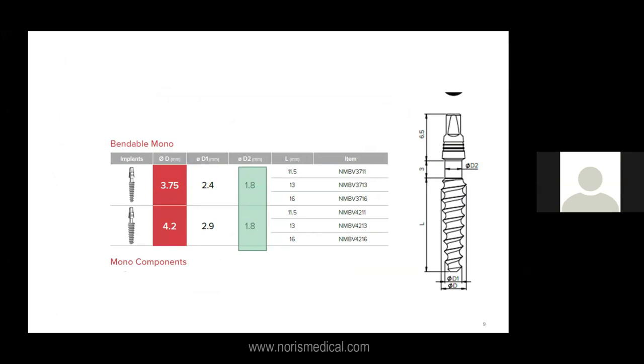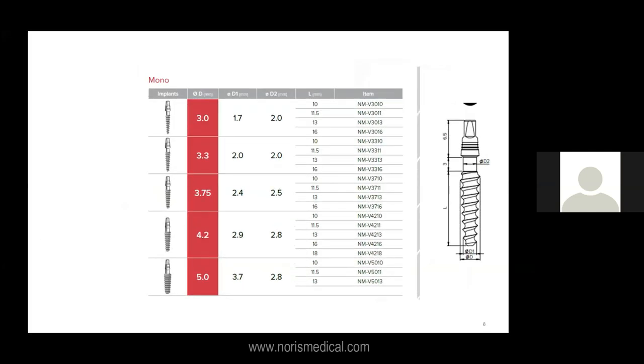As to implant 3.75 and 4.2, we have two types. We have bendable and we have non-bendable. So the only bendable implants are actually 3.75 and 4.2 by definition. And as I said, by default, you have also 3 and 3.3. Of course, when you use the 5 millimeters, don't think of bending the neck of the implant because it will always be not bendable.